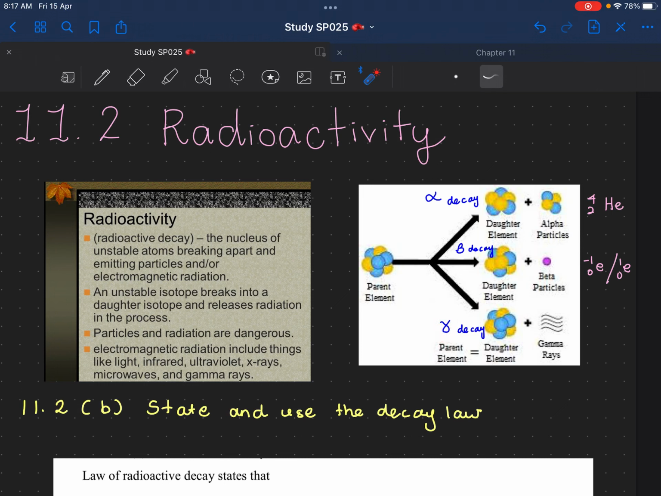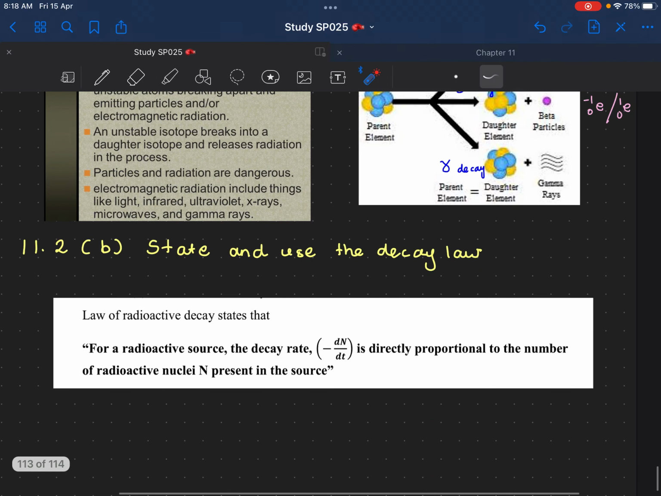So gamma decay, dia tak akan buang apa-apa nucleons. They just emit a radiation. So this radiation is mostly harmful lah, but they then become a stable version of themselves. Right, so this is what we call as a radioactive process lah. So apa yang kita akan belajar adalah kita akan belajar pasal the decay process tu, what is the calculation involved in the decay process.